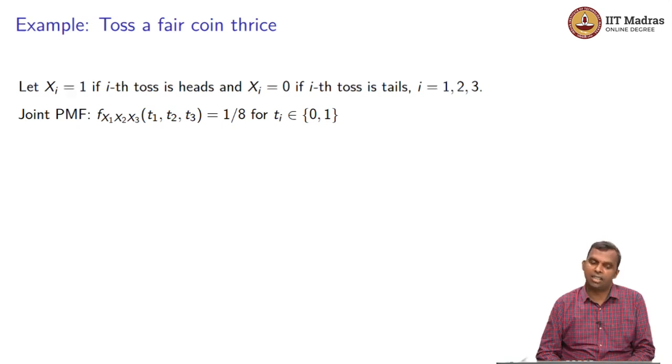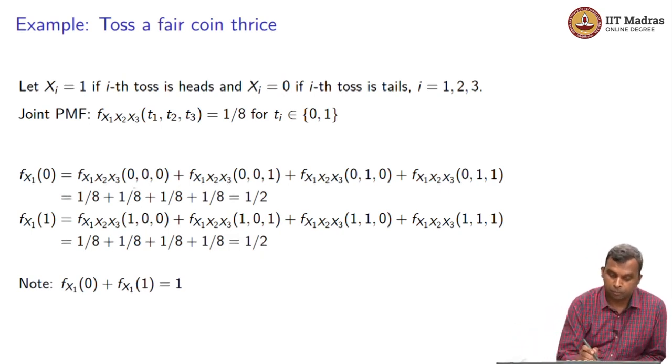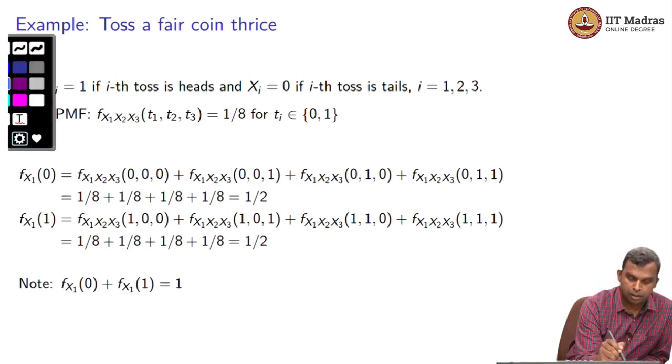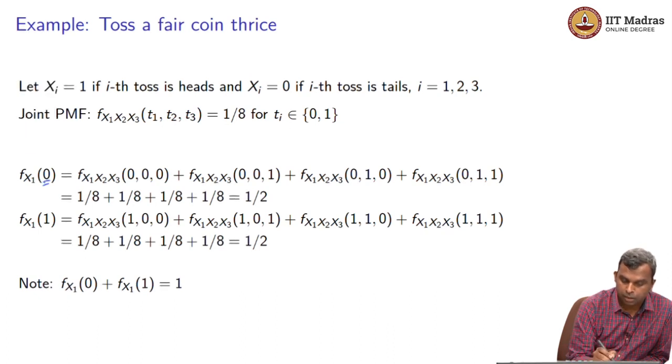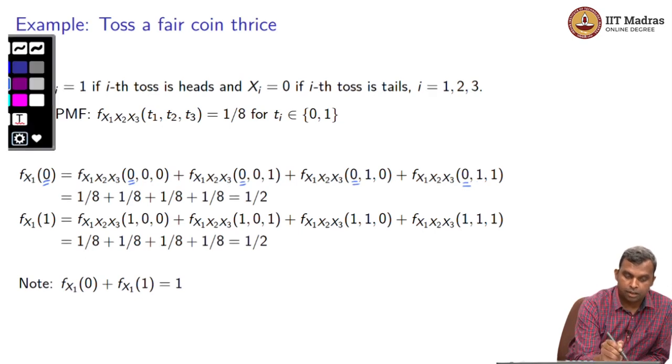I'm going to toss a fair coin thrice. It's a fair coin, and X1 is the indicator for the first toss being heads as usual. X1, X2, X3 are 1 and 0 for the first toss, second toss, third toss respectively. We've seen the joint PMF before. This is just 1 by 8. If you want to look at the marginal, say fX1 evaluated at 0, notice what I'm doing here. I'm keeping the 0 fixed. Okay, I'm keeping the 0 as X1 throughout. Okay, and the other variables are varied across.